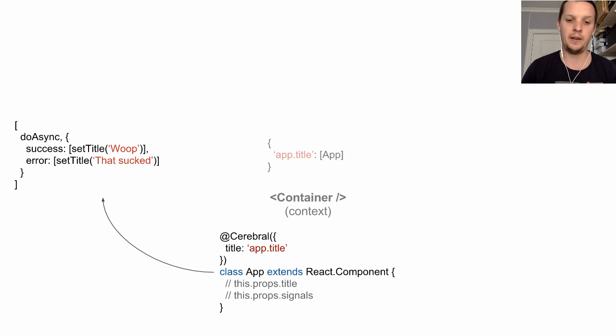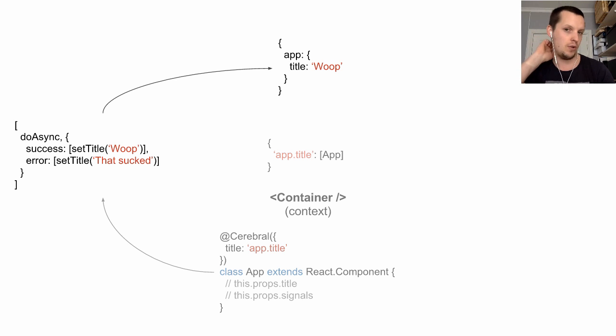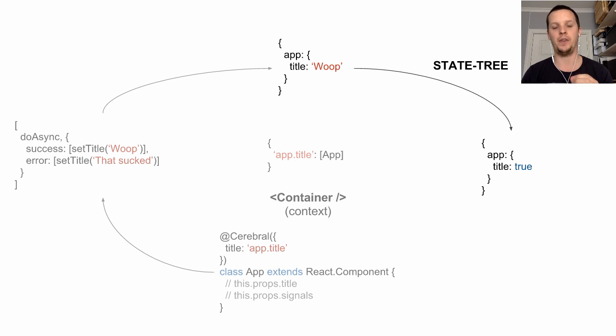So when you fire off a signal, maybe you do some asynchronous stuff, and if there's a success, we want to change the title, and if there's an error, we also want to change the title. Nothing new here, and nothing new about how you actually update this title in the state tree. You just use the normal APIs for changing the state tree. But what happens when a change occurs now is different.